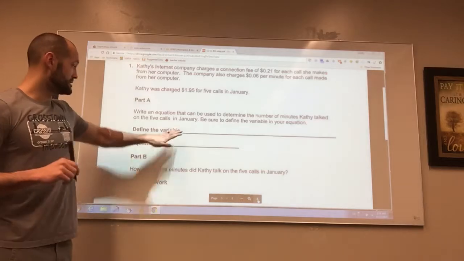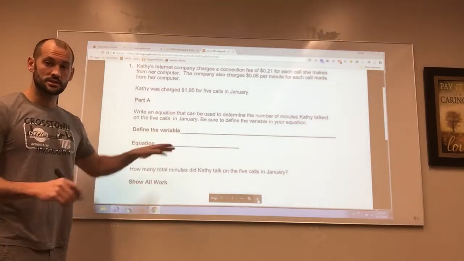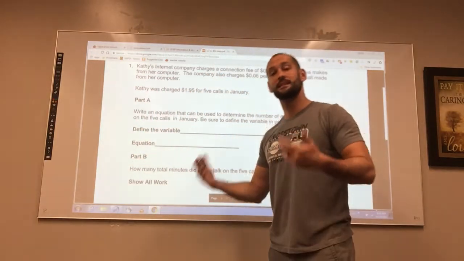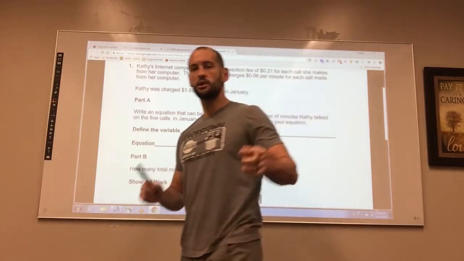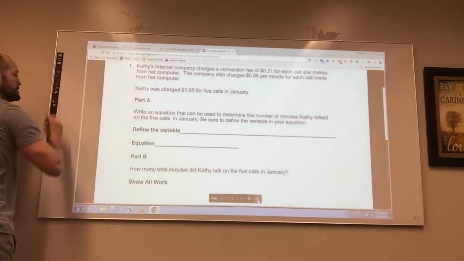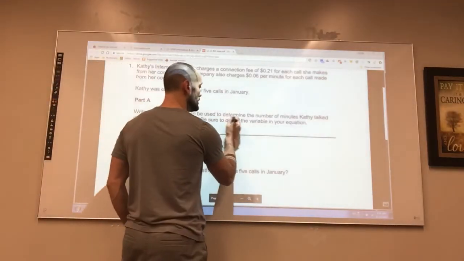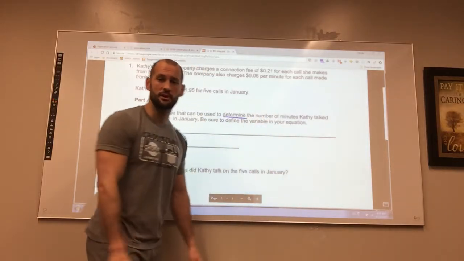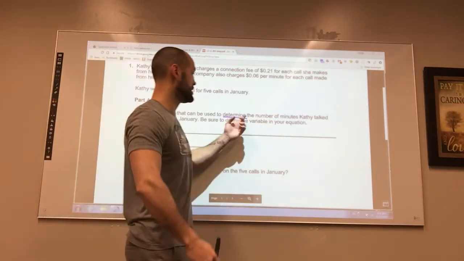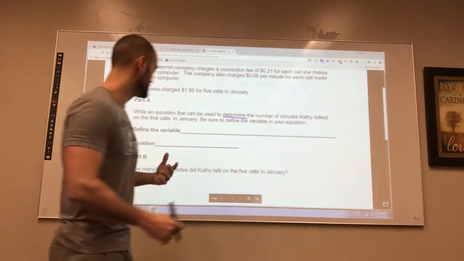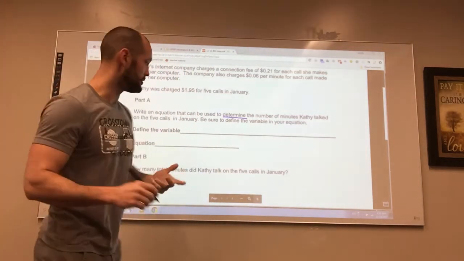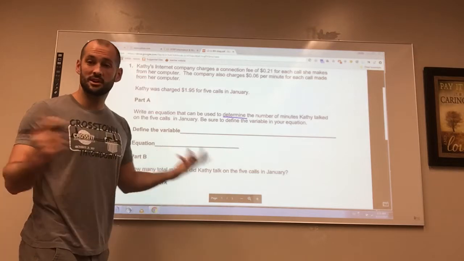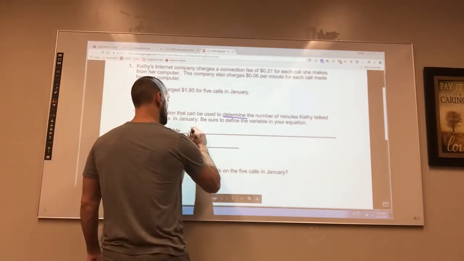Okay, so we have to define the variable and then create an equation. Notice they're not asking us to solve here. Not solve, just create a variable and then an equation. So, if you're struggling at finding the variable, look at this phrase. You find the word determine, and following it is always your variable. What do they want to know? They want to know the number of minutes Kathy talked in January. So the number of minutes is our variable. So minute starts with an M, so that's what I'm going to use as my variable.